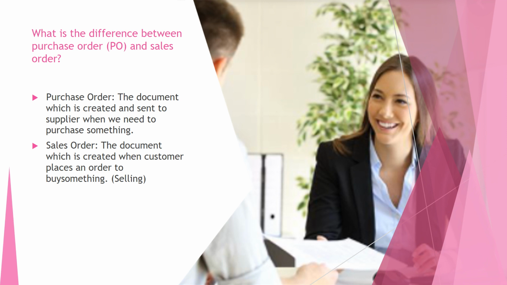What is the difference between purchase order, PO, and sales order? Purchase order: the document which is created and sent to a supplier when we need to purchase something. Sales order: the document which is created when a customer places an order to buy something.